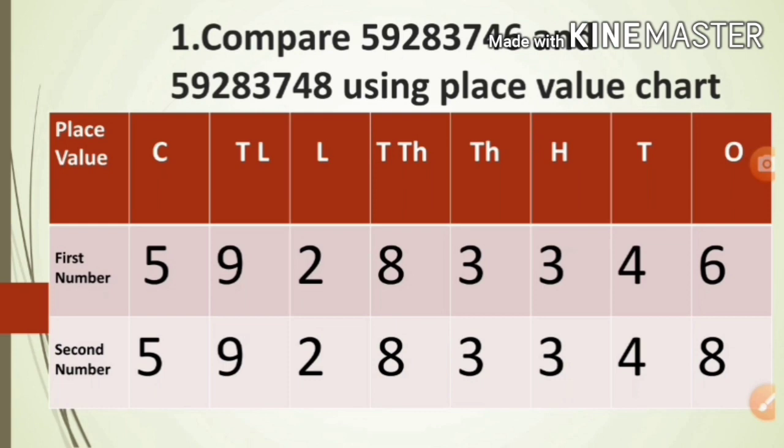The second step is to compare the digits of the two numbers from the highest place value. Here the highest place value is what? Yes, crore. You have to compare the crore value. Here the crore value is the same. Then the same for 10 lakh, lakh, 10,000, 1,000, 100, tens. The number of digits in these numbers is equal. Then see the ones value. Here the first number's ones value is 6 and the second number's ones value is 8.